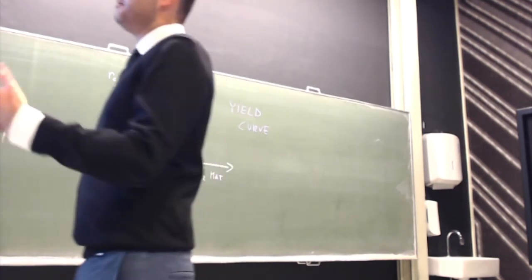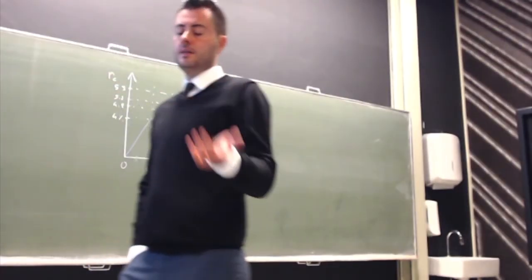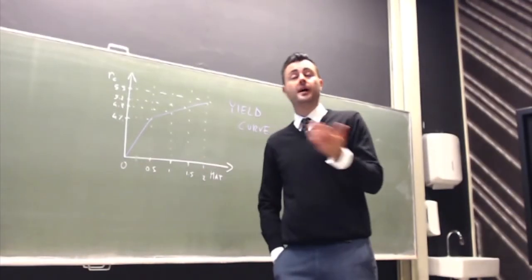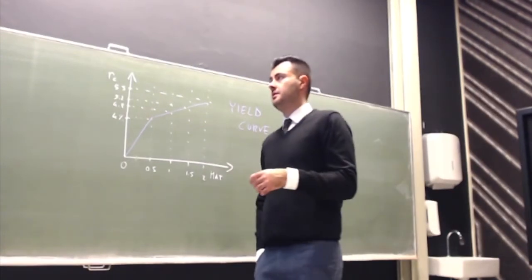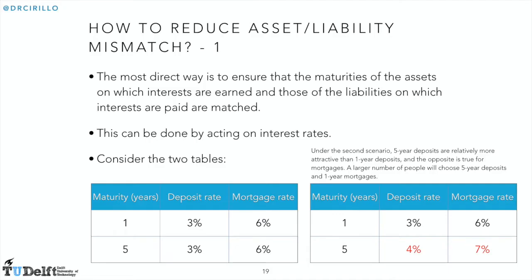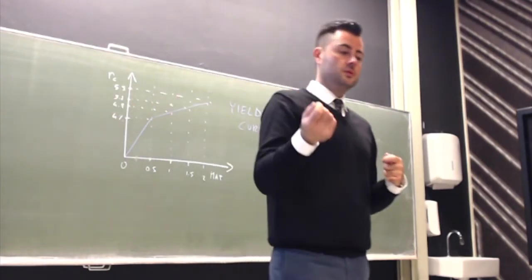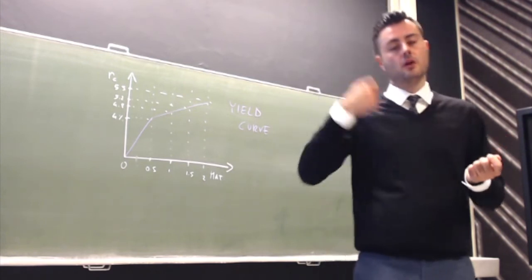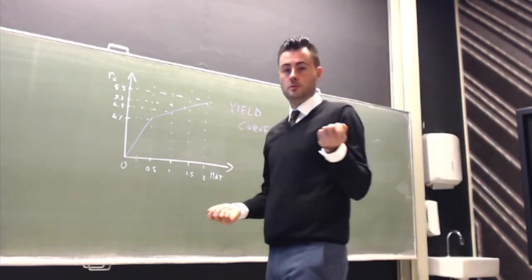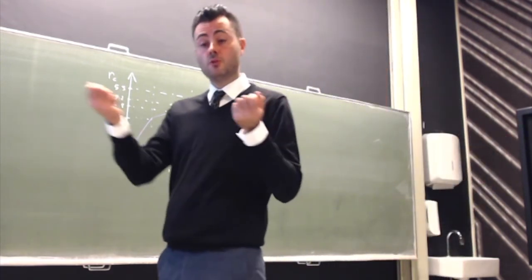Now, how can banks try to avoid this? How can they try to fight against the asset liability mismatch? They tend to match assets and liabilities. So they tend to finance short-term loans with short-term deposits and long-term loans with long-term deposits. So they try to make that.